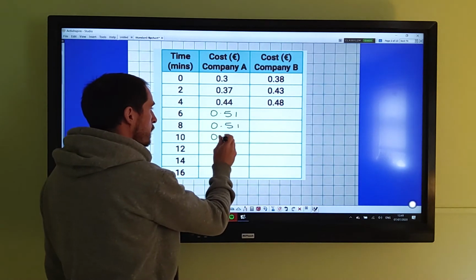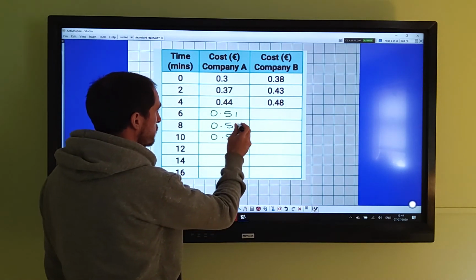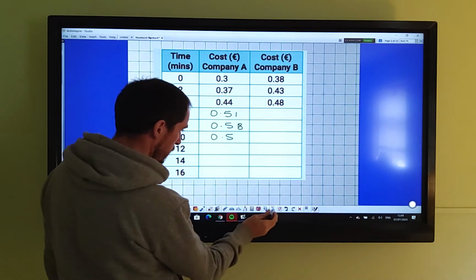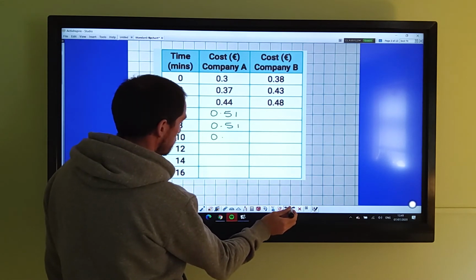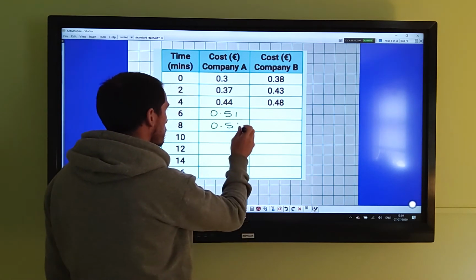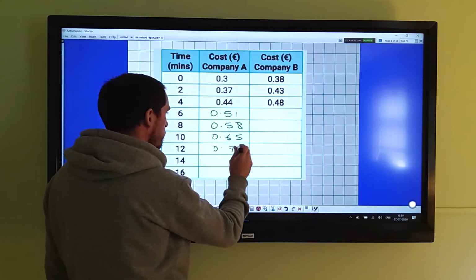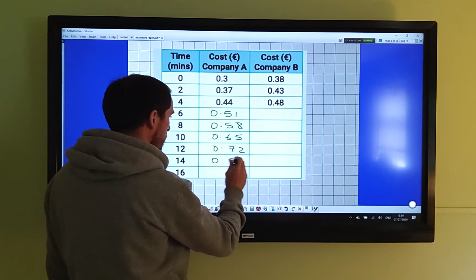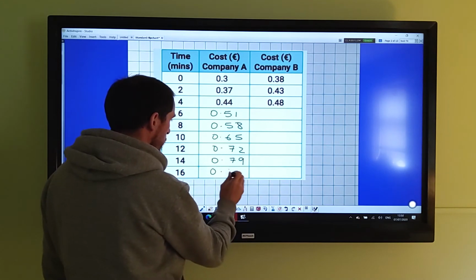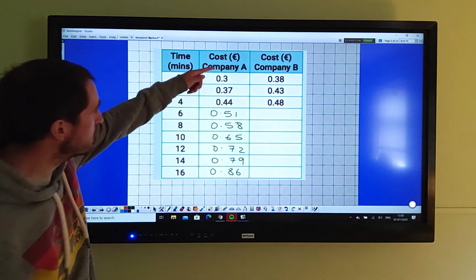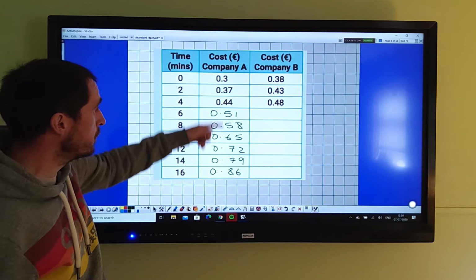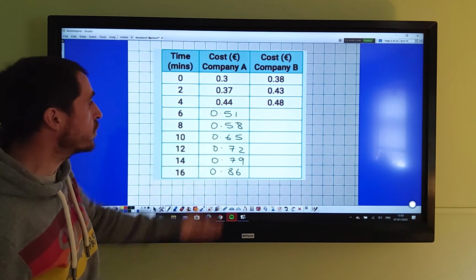0.58, 0.65, 0.72, 0.79, and 0.86. So you can see it's going up 0.07 every time. So, and that's just to make sure you have that right.